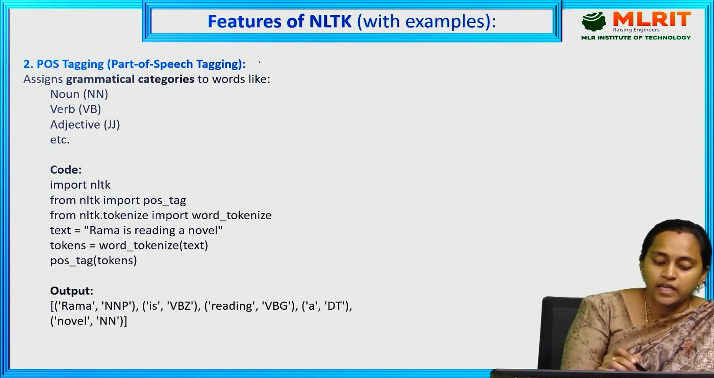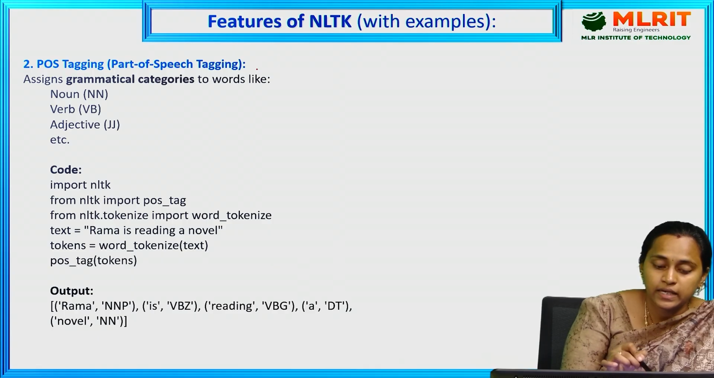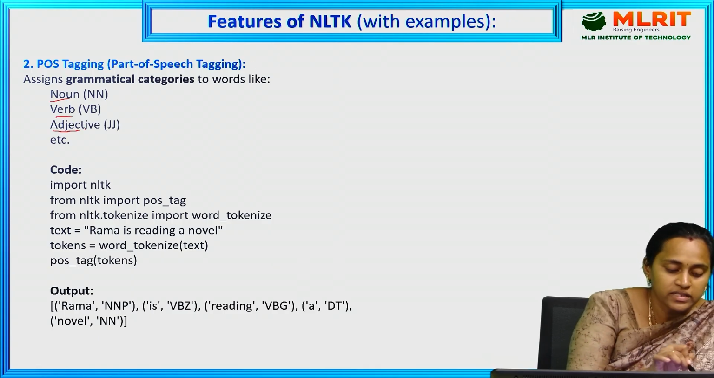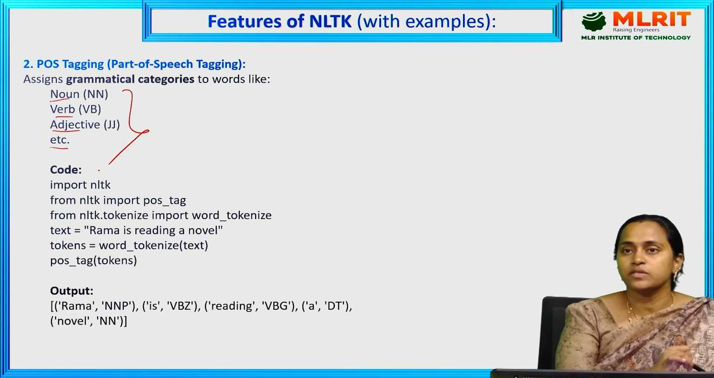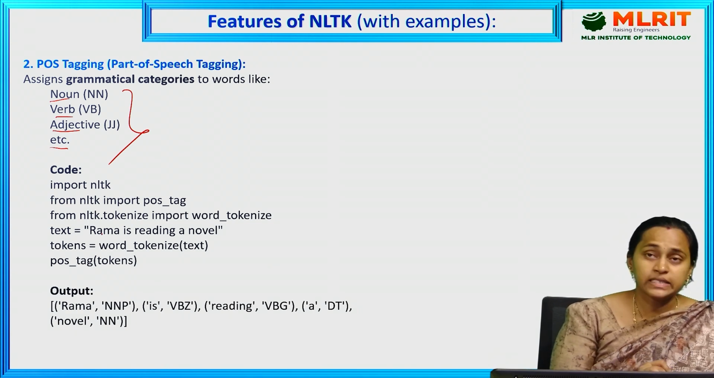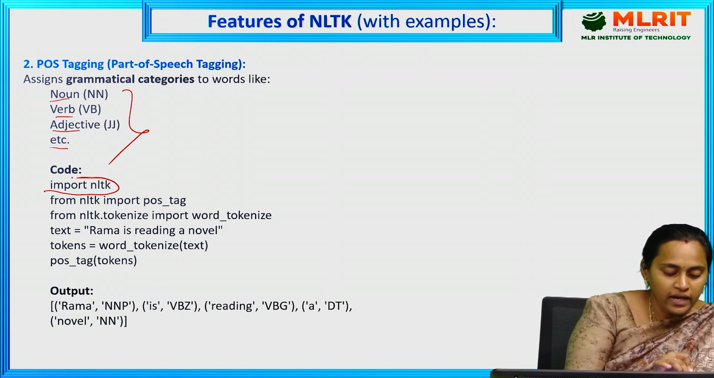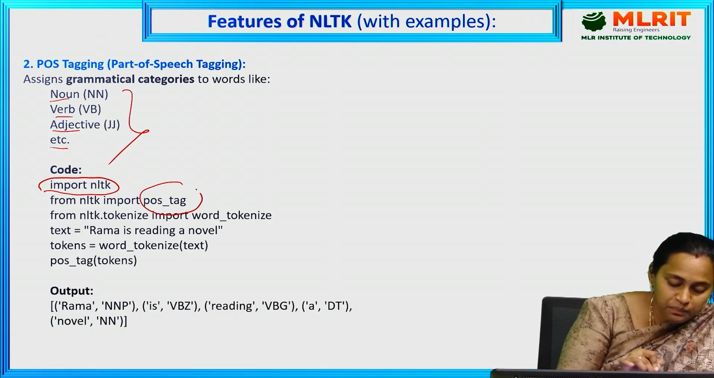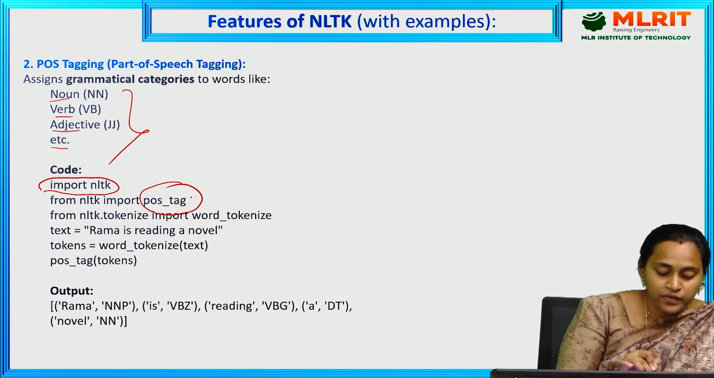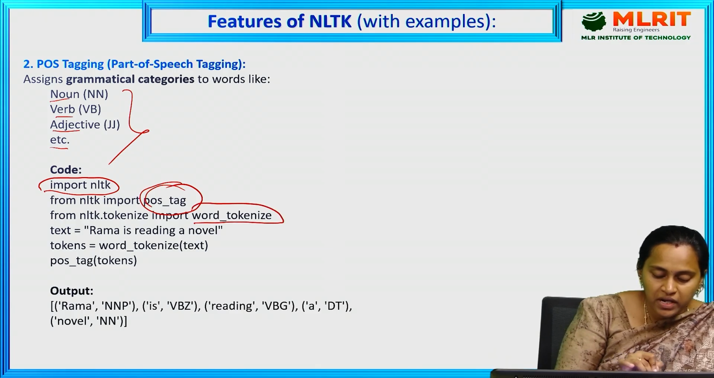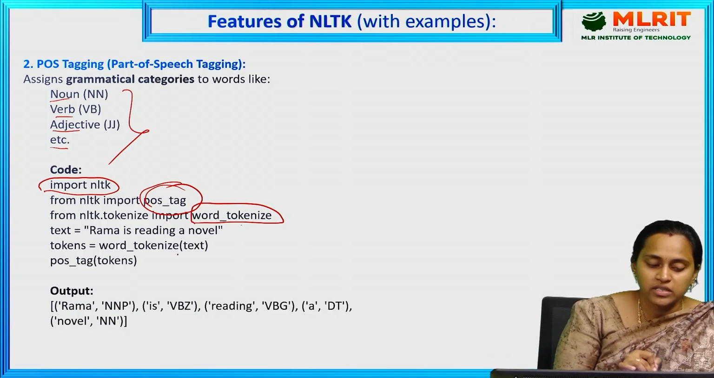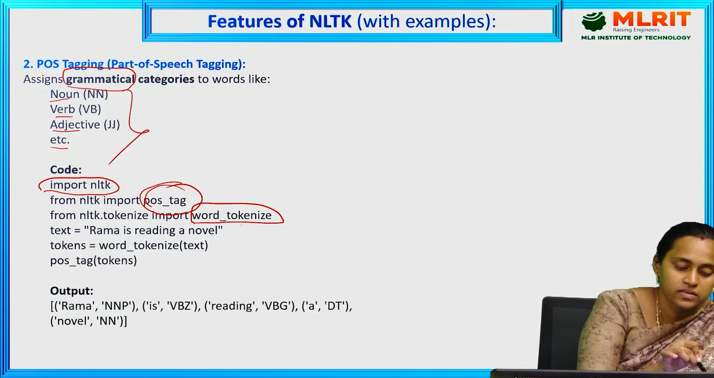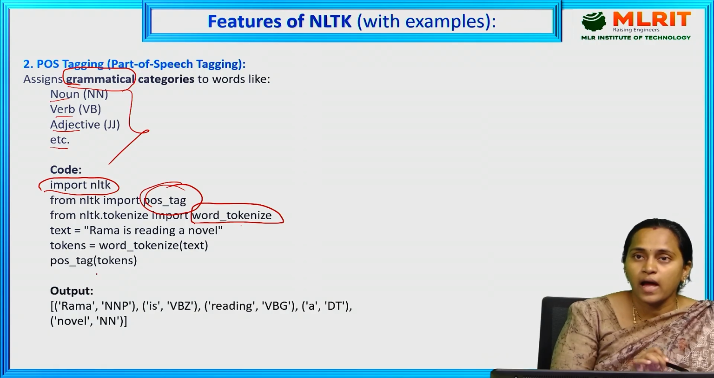Coming to POS tagging. POS tagging means parts of speech tagging. It covers noun, verb, adjective, prepositions, adverbs. These all come under grammatical categories in POS tagging. Let's see the code here. Import nltk. From nltk you import pos_tag, and we import word_tokenize. Whenever we are doing POS tagging, first we have to tokenize the words. After tokenization only, we identify the grammatical categories, that means noun, pronoun, verb, adverb, adjective.